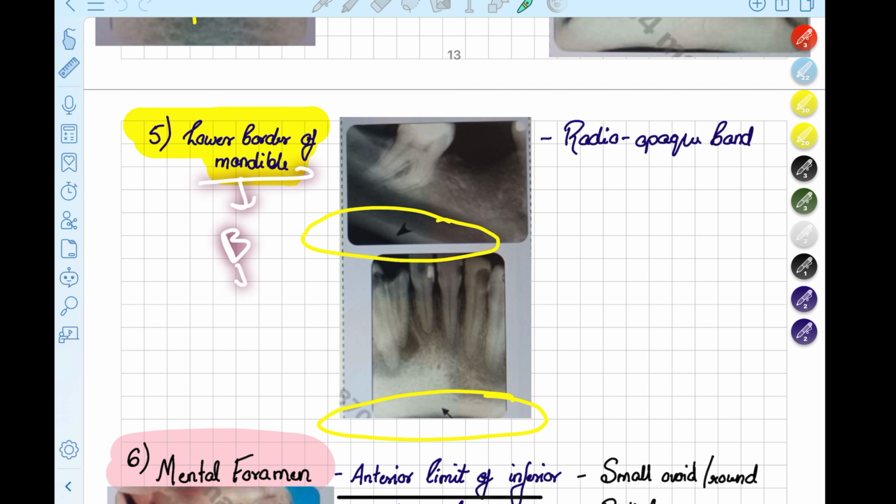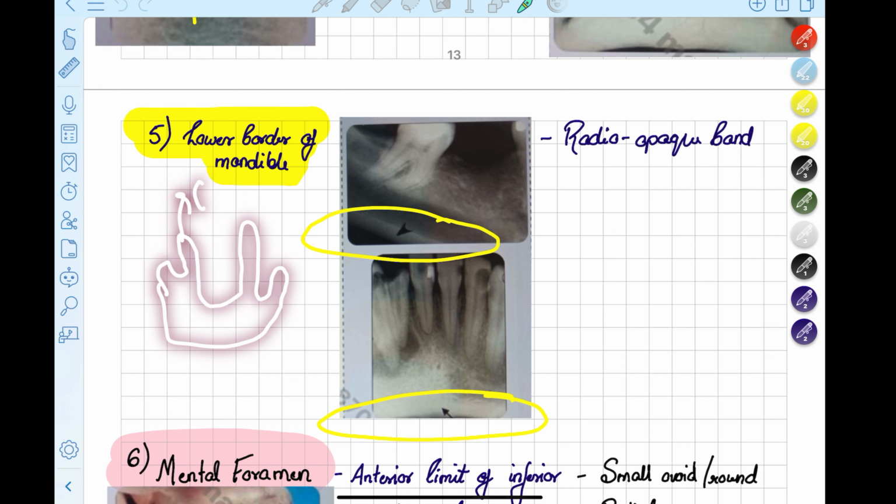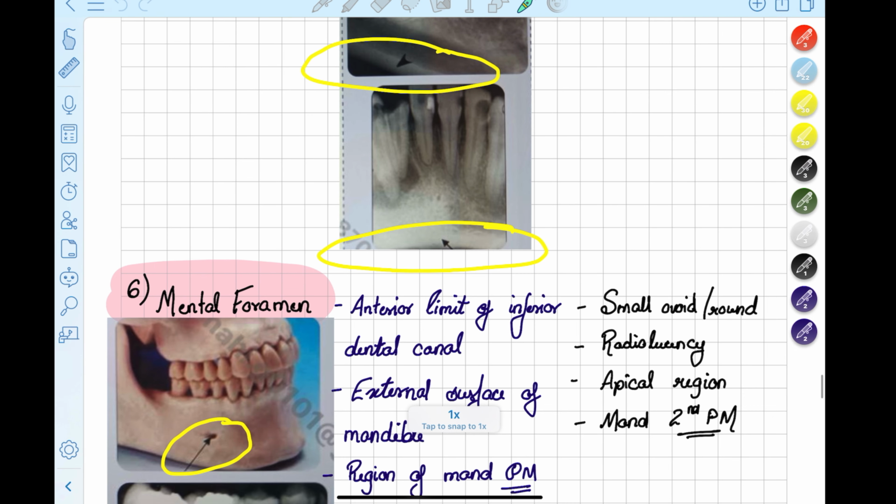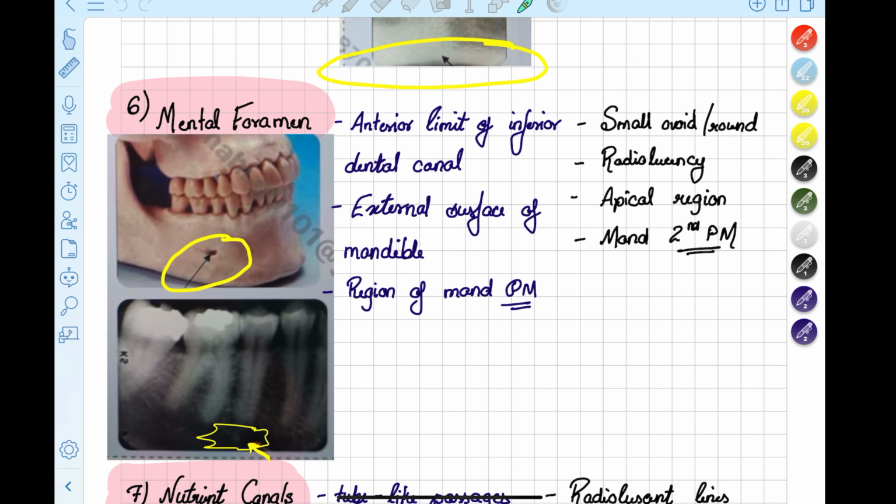Next, the lower border of mandible. Mandible is a bony, calcified structure, so it will appear radiopaque on the radiograph. As we know, this is our mandible. These are the condylar process and coronoid process. So this lower border of mandible, how will it appear? As a radiopaque band. As we can see in this IOPA, this one is our lower border of mandible, and in this IOPA, lower border of mandible.